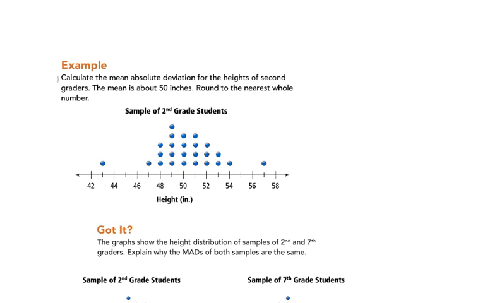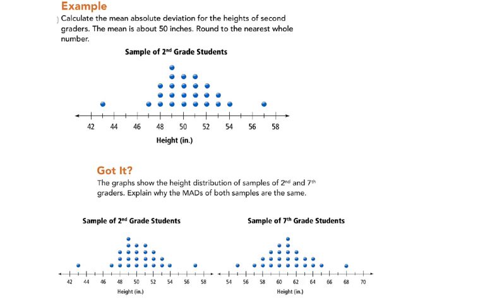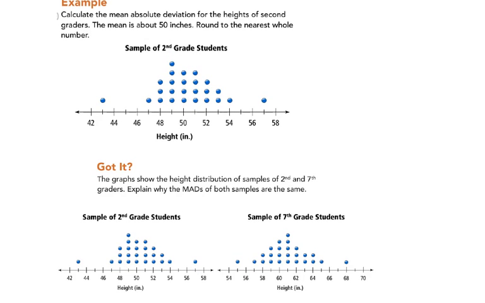We are asked to calculate the mean absolute deviation for the heights of second graders, and the mean is about 50 inches. So they take that first step of finding the average, or the mean, away from us, so that's a nice thing. But normally, we would have to find the average on our own. So right here is the mean.